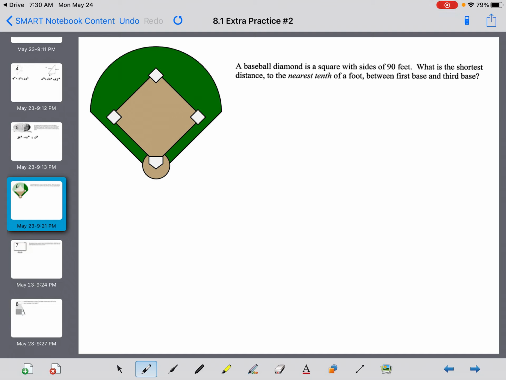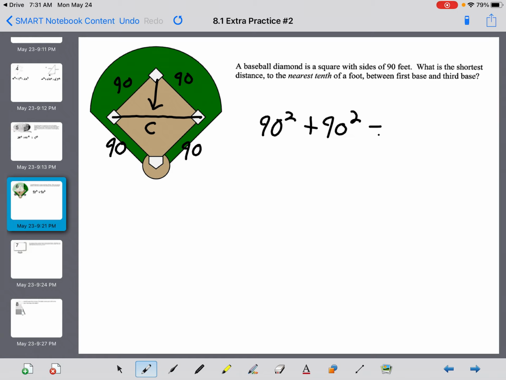A baseball diamond is a square with 90 feet, so all 4 sides of the square are 90. What is the shortest distance to the nearest tenth of a foot between first and third? Well, if you cut this off, you're looking here across from a 90. So we have x, which is really C. So we have 90 squared plus 90 squared equals C squared, and that's how you're going to solve, because this is the triangle that we're using right here.